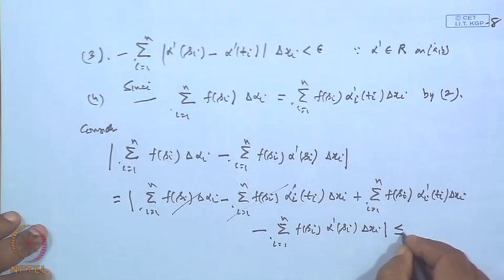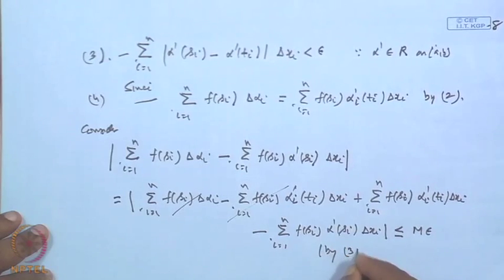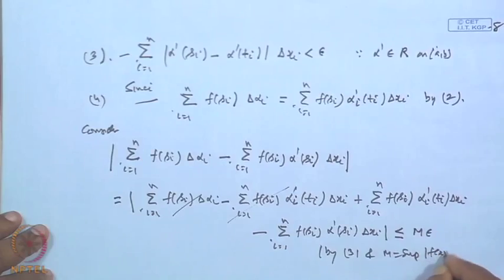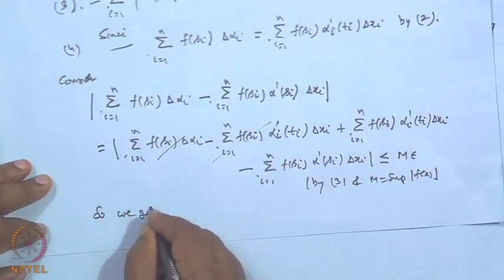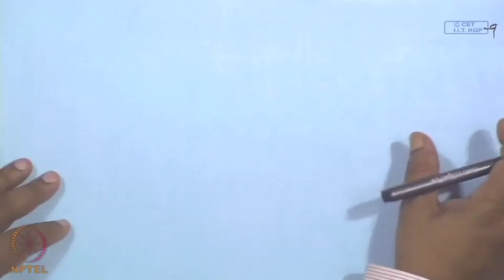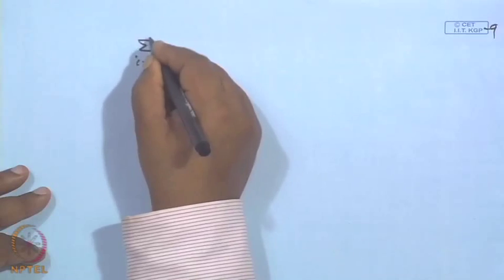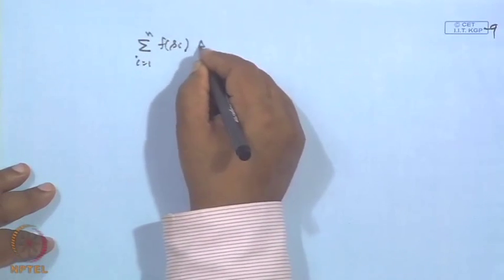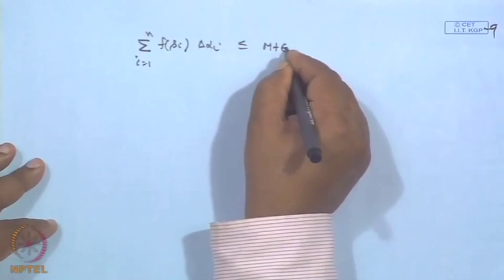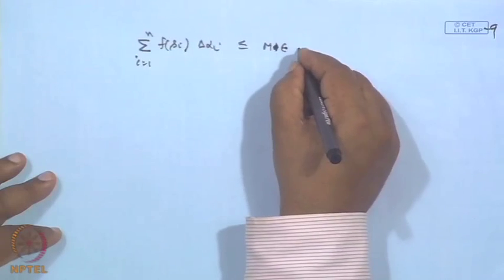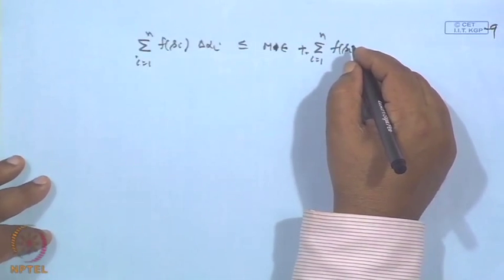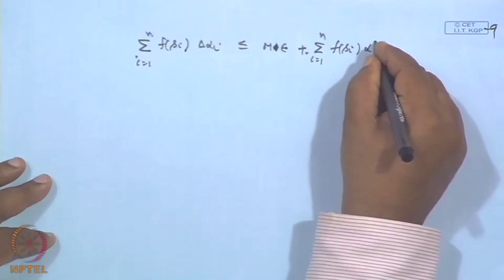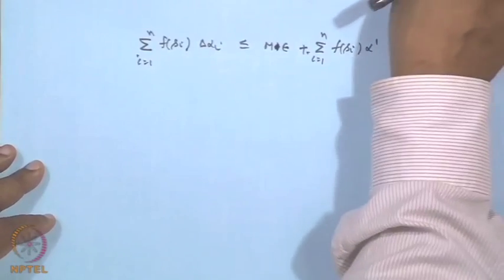So, can you not say this is less than or equal to M epsilon null, where M is the supremum value of |f(x)|? So, in particular, we can say this. What we get is basically this result: the sum over i equal to 1 to n of f(s_i) delta alpha_i is less than or equal to M times epsilon plus the sum over i is 1 to n of f(s_i) alpha dash, that is what he is saying, is it not?